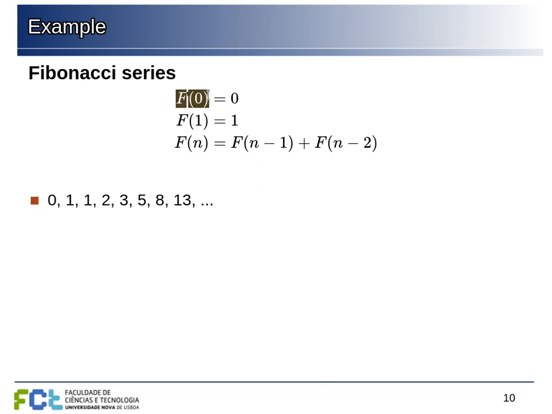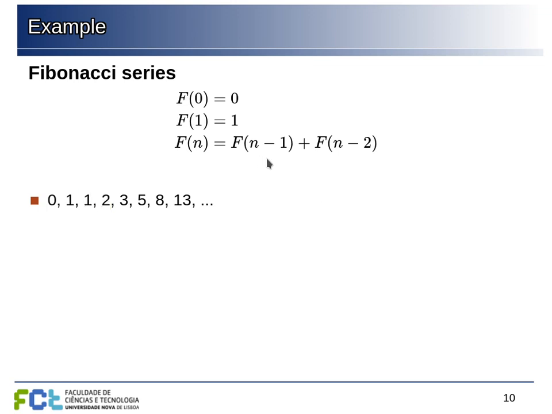So the Fibonacci number of index 0 is 0. The Fibonacci number of index 1 is 1. And then each number is the sum of the previous two. So we start 0, 1, and then it's 1 because it's 0 plus 1. Then we have 2 because it's 1 plus 1. 3 is 1 plus 2, and so on. And so the number keeps increasing as we go along the series.